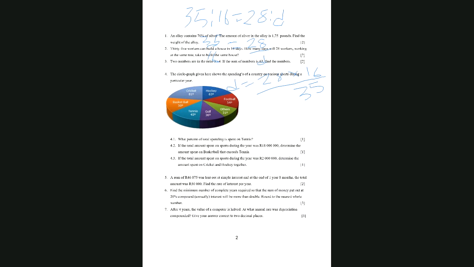Okay, so let's go to the next one. The next one says that two numbers are in a ratio 3:4. If the sum of the numbers is 63, find the numbers. How are we going to do that? How are we going to get our answer?